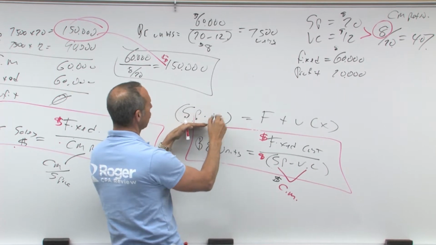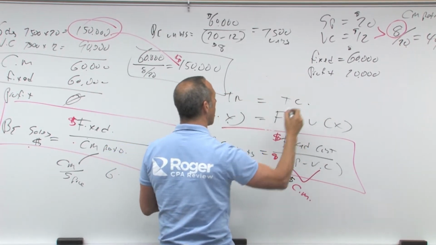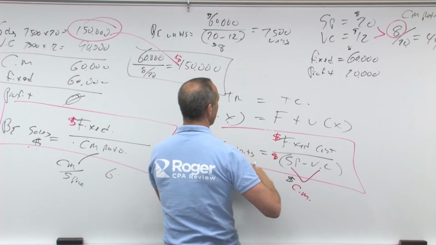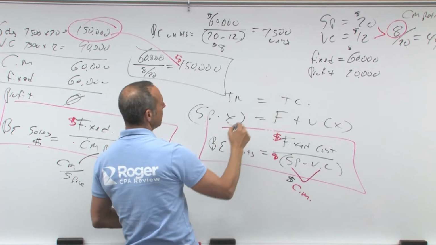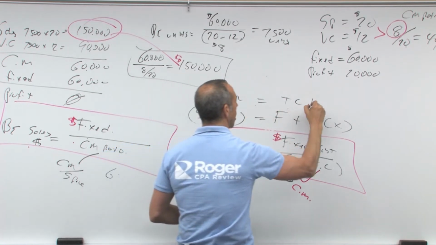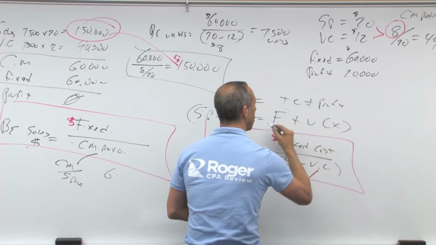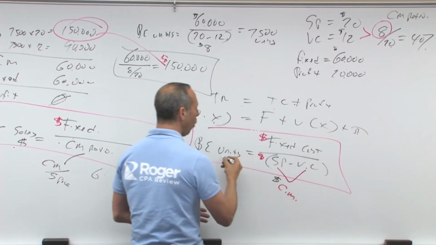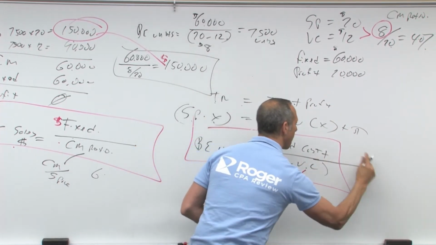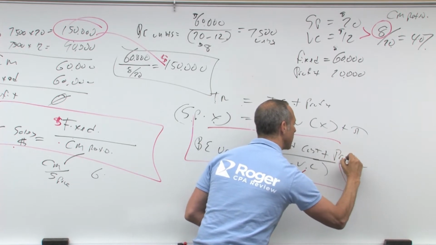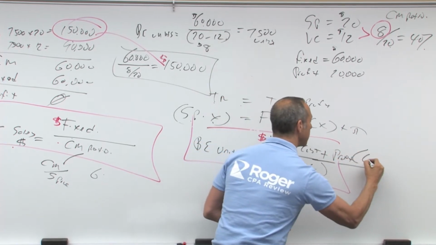price times X, total revenue equals total cost. Or total revenue equals total cost. So that's break even. But now total revenue equals total cost plus profit. So this plus profit. Or in the numerator, the top, I'm going to add plus profit or minus loss.